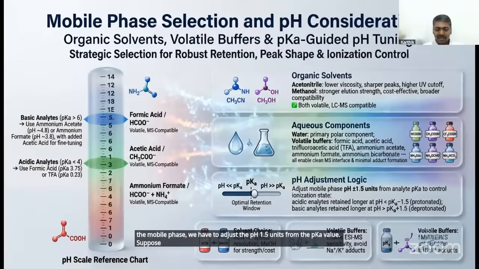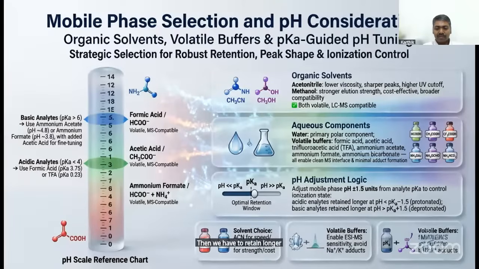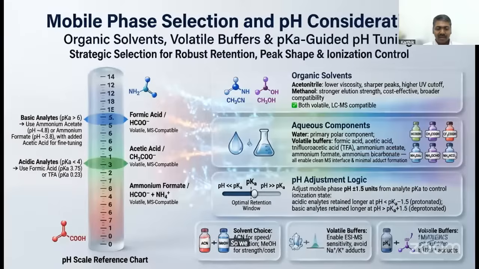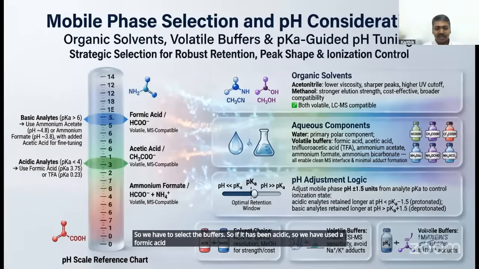Suppose the analyte is in an acidic form and we want it retained longer in the column, then we have to adjust the pH lower, that is 1.5 units below the pKa value of the analyte. And if it is a basic analyte and we want to retain it longer, then we have to adjust to the pKa value plus 1.5. So these two things have to be taken care of, and based upon the pKa value to which we are going to adjust, we have to select the buffers. If it is acidic, we use formic acid because its pKa is 3.75, and TFA, pKa 0.23. Based upon which we are going to adjust, it has to be selected.